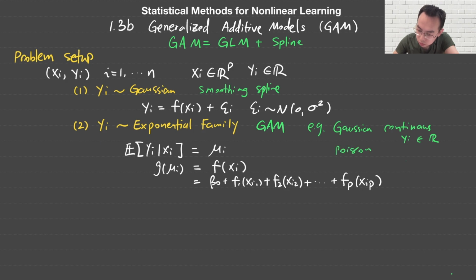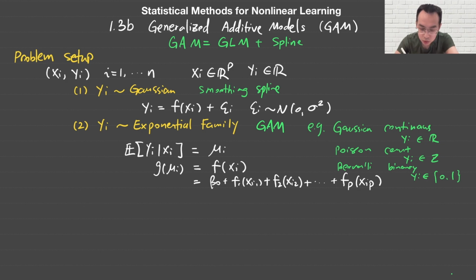That's for the count data, when yi is a non-negative integer. And the third one is the Bernoulli. So this is for binary data, which means yi is 0 or 1, right? So these are the three most common distributions we use for the exponential family, although there are other distributions out there, but they are rarely used.